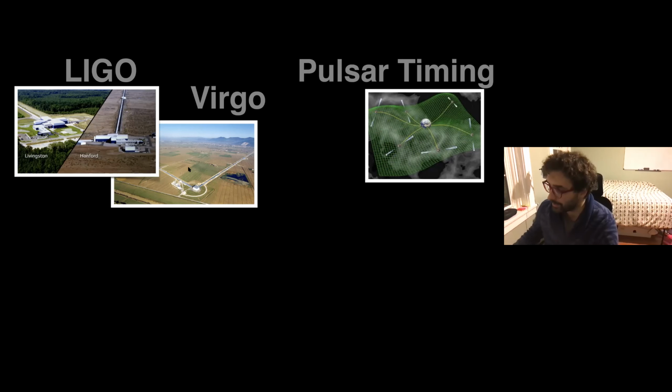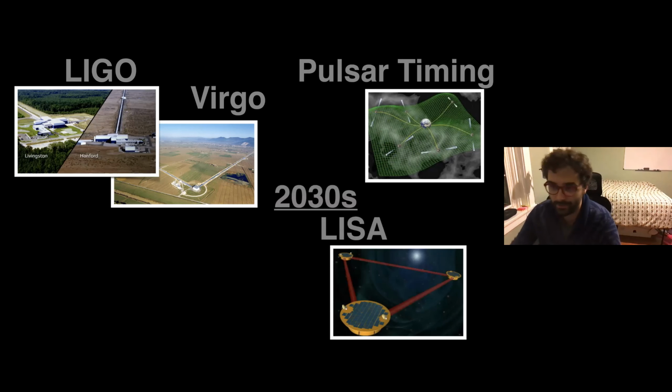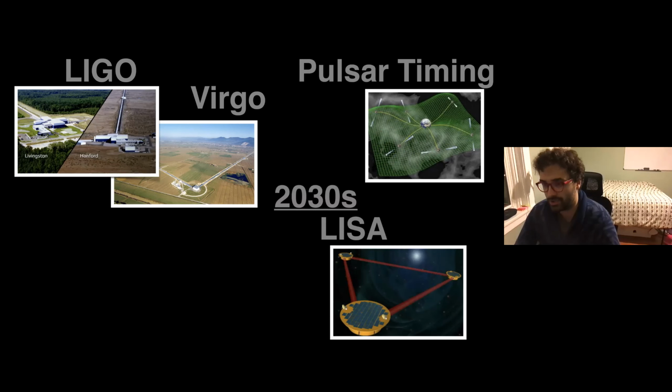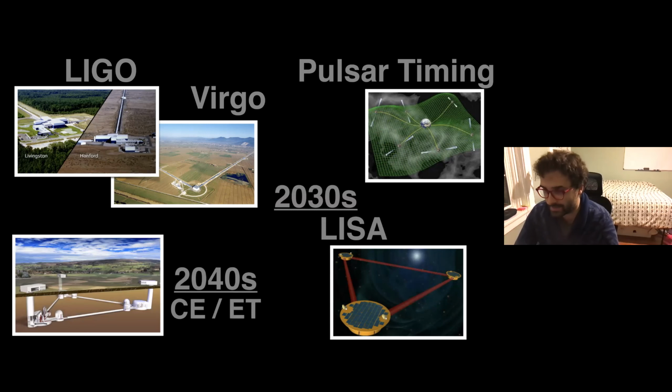Circa 2030s, we will, knock on wood, see the launch of the Laser Interferometer Space Antenna, essentially giving us a new window onto larger black holes, 10 to the 5, 10 to the 6 solar masses, the kind that reside in the cores of galaxies. And even further along down the line, in the 2040s, we might start seeing the next generation of ground-based observatories come online, things with names like Cosmic Explorer or Einstein Telescope.